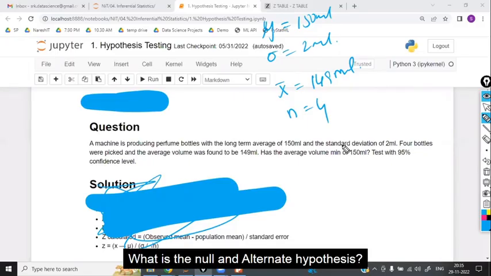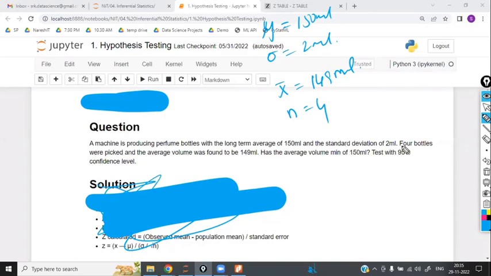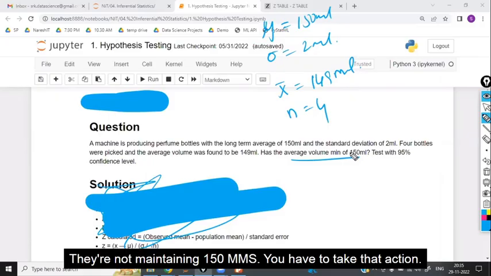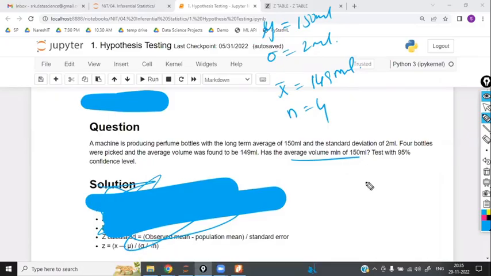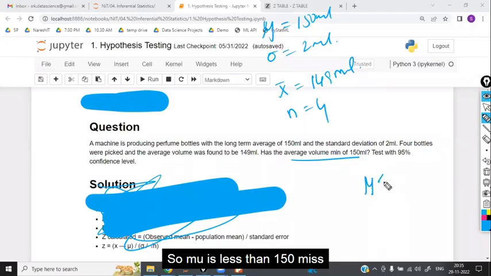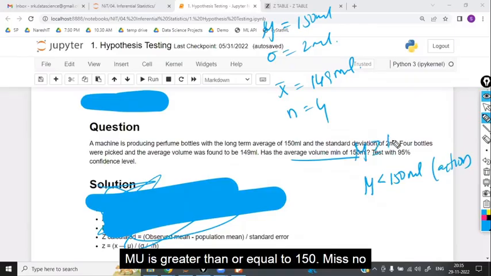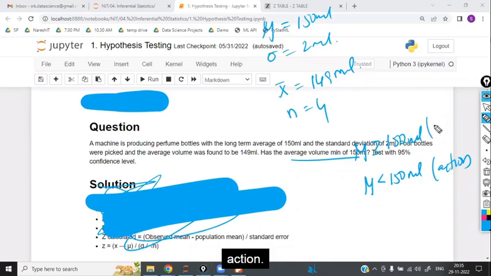What is the null and alternate hypothesis? They want to test whether they're maintaining a minimum of 150. If they're maintaining a minimum of 150, no action to be taken. If they are not maintaining 150 ml, you have to take action. So mu less than 150, you have to take action. If mu is greater than or equal to 150, no action.